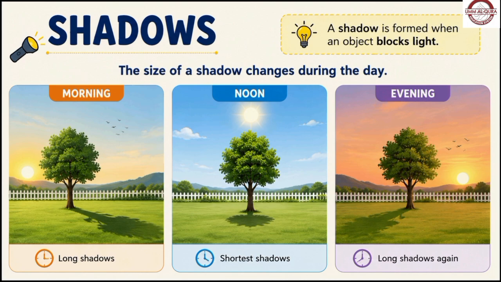The sun looks high in the sky at noon. We see short shadows at noon. The sun looks again low in the sky in the last part of the day. We see long shadows at this time.